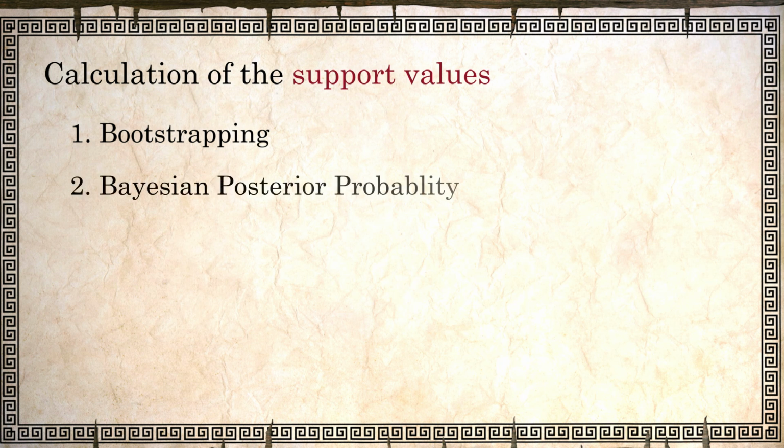The support values are obtained from statistical methods called bootstrapping or Bayesian posterior probabilities. These are the names of the methods that are used for obtaining the support values. Let us discuss how these methods help in calculating these values with an illustrative example.